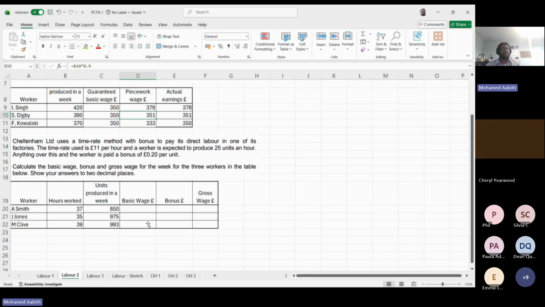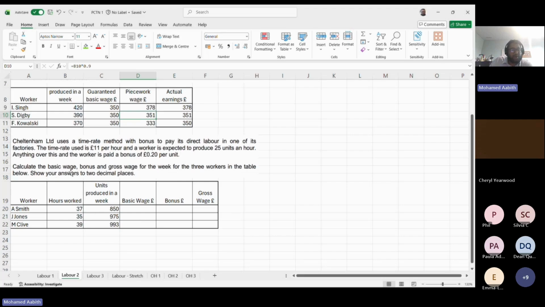So they may ask you a theoretical question: what is the downside of piecework or bonus payments? It needs better quality control to ensure the employees are producing something worthwhile. It's not something where you just want them to produce substandard items. So let's have a look at that here.